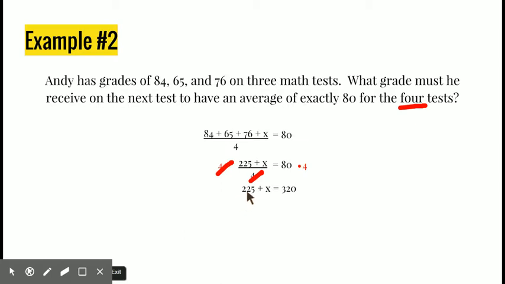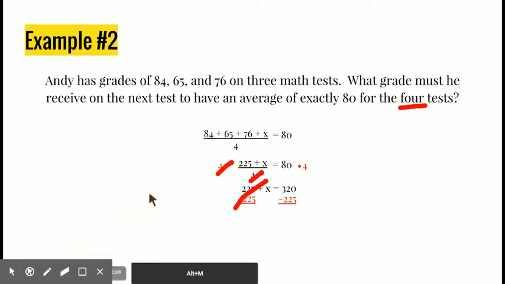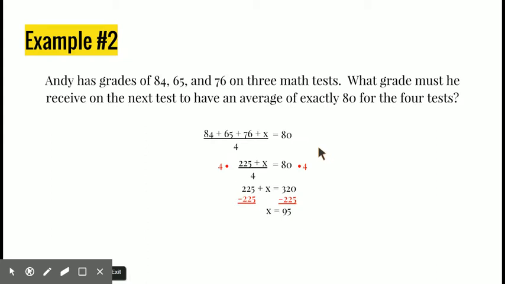Okay, and now the opposite of a positive 225 would be to subtract 225 from both sides. And remember that this is then going to cancel out, leaving us with x equals 95. So what this tells us is that Andy needs to get a 95 on that last test to be able to have an average of 80 on the 4 tests. Okay, so he needs to do really, really well on that last test. So this is a pretty important problem because you will have some practice on this and you have to learn how to work backwards to be successful.